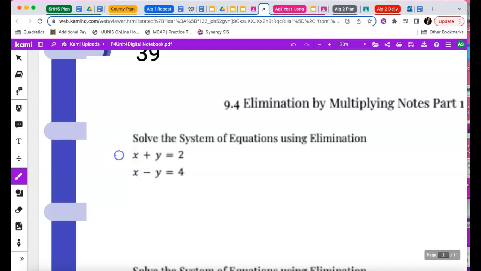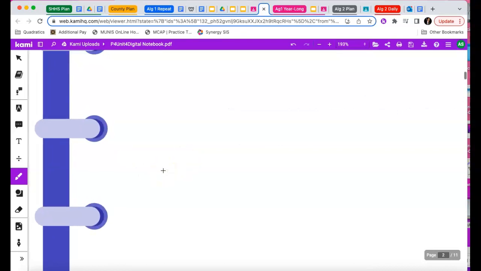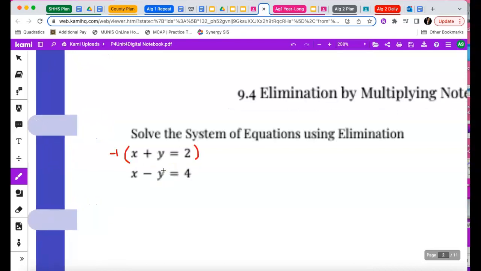So we're going to put a -1 on the outside of the top equation. We're going to put everything else in parentheses, and we are going to multiply by -1. So -1 times x is -1x. -1 times y is -1y. And then -1 times 2 is -2.